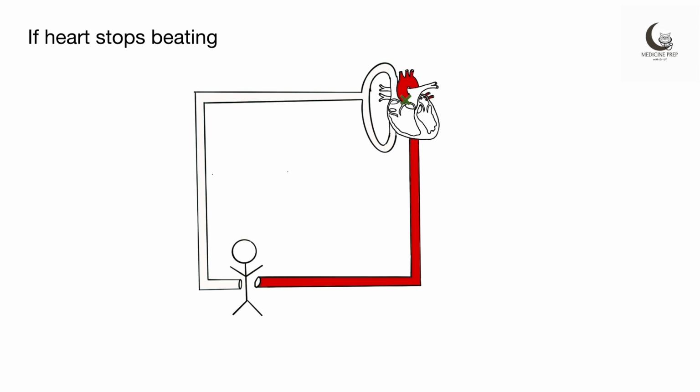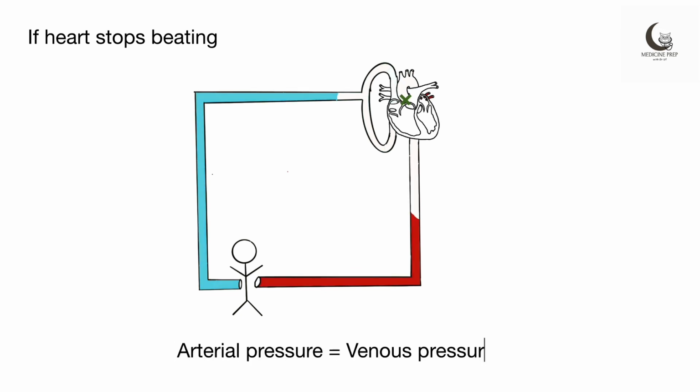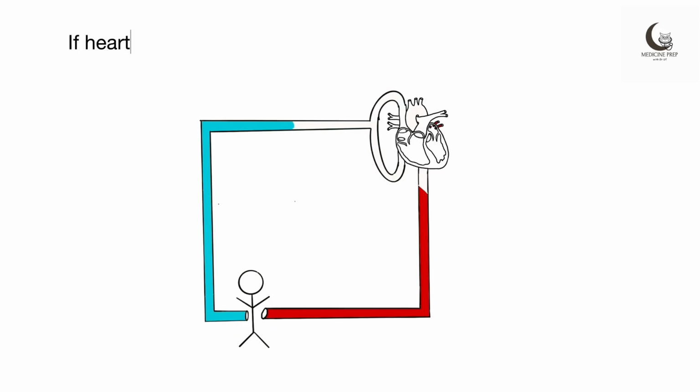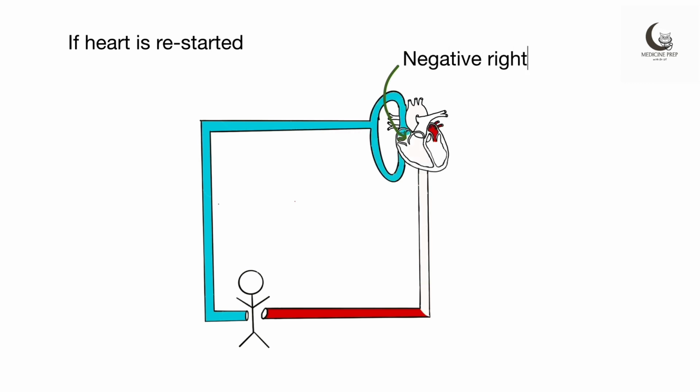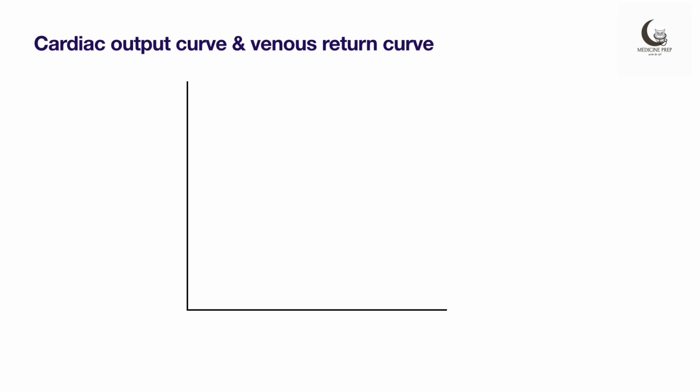Now, let us suppose if the heart stops beating, the blood is not pumped into the arteries but continues to flow into the veins as seen, until the pressure is equalized between the arterial side and the venous side. Now, if we restart the heart, the venous pressure will drop as blood is almost sucked from the veins into the heart.